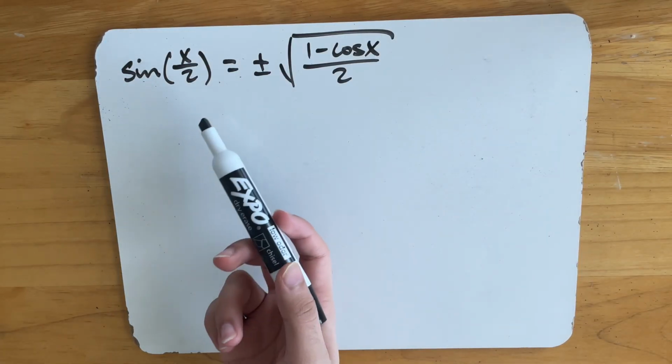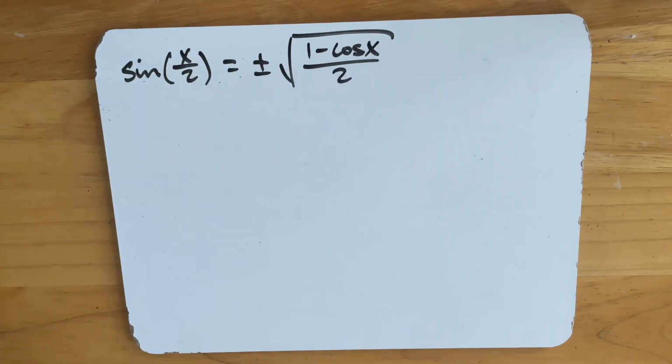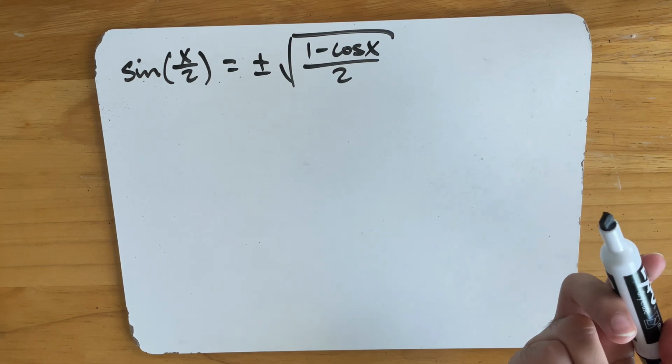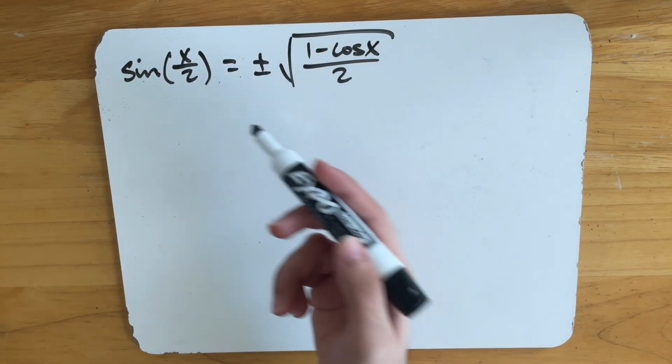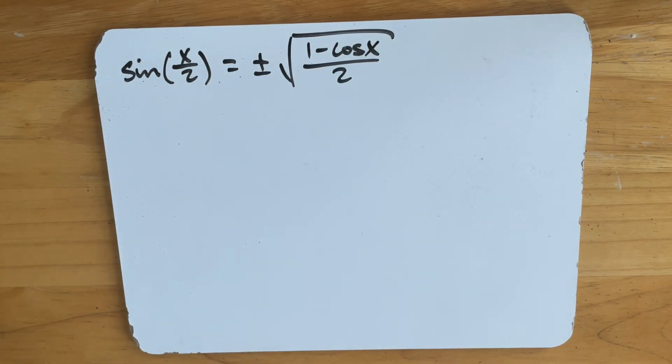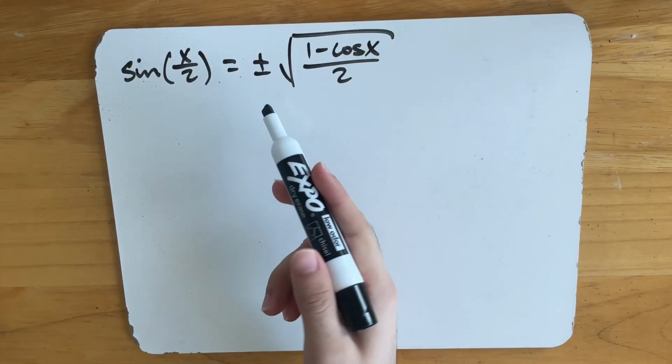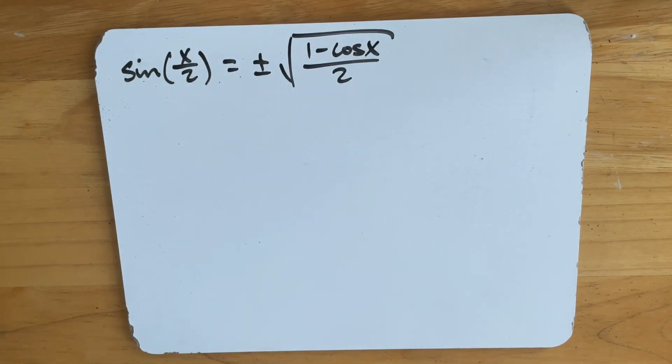So if we know sine of x over 2 is supposed to be negative, just looking at the quadrants and all that, the square root is always going to return a positive number. So this is supposed to be negative. We're going to have to artificially add a negative sign, which is why we have the plus or minus in front of the square root.